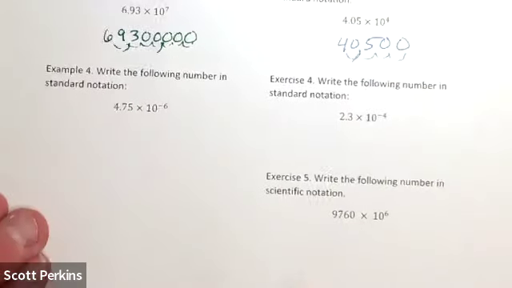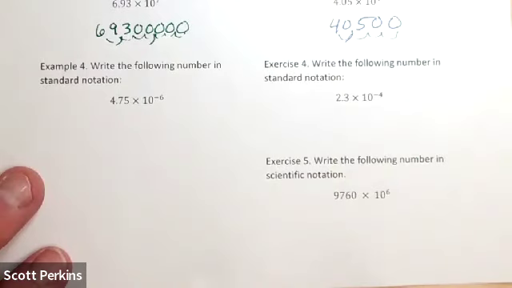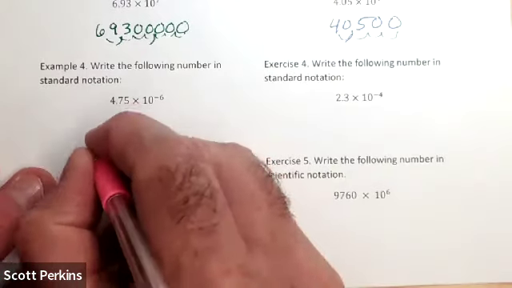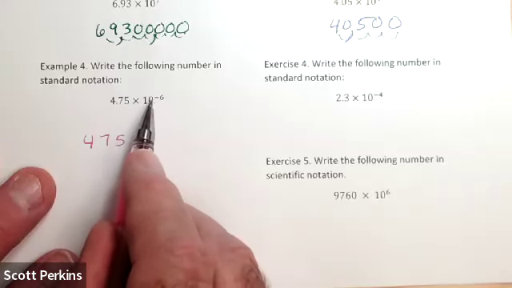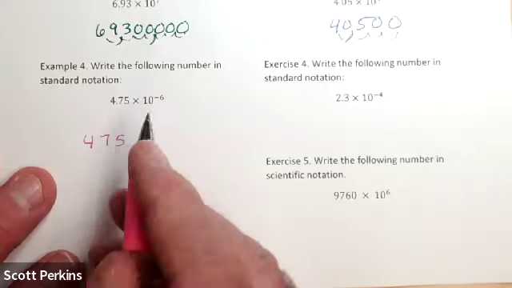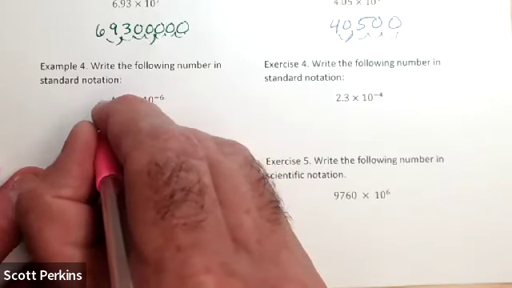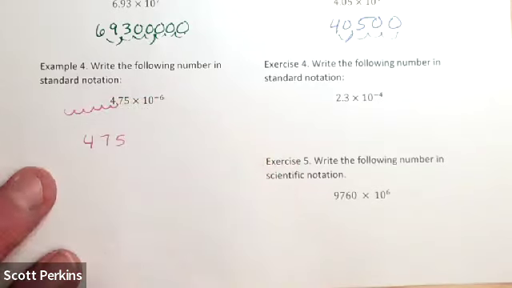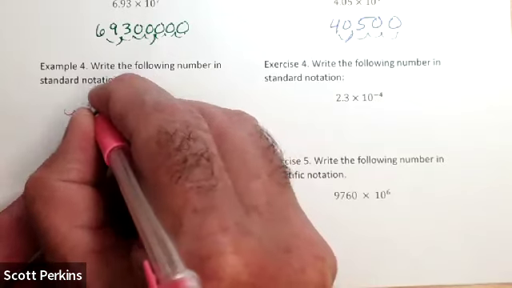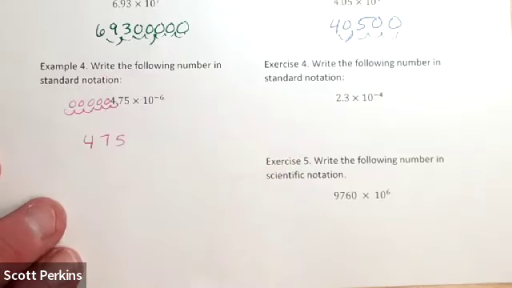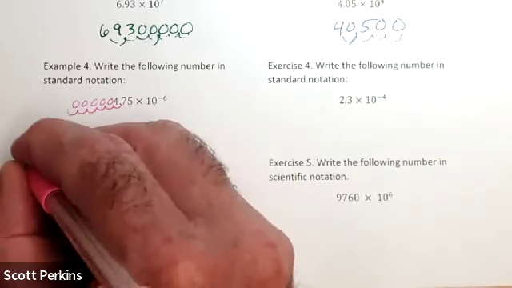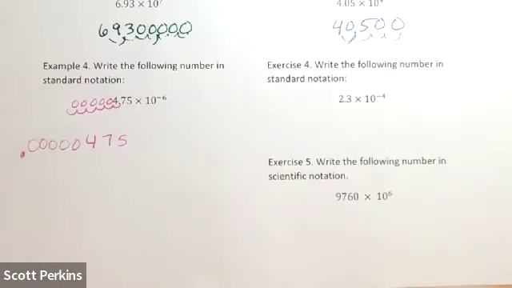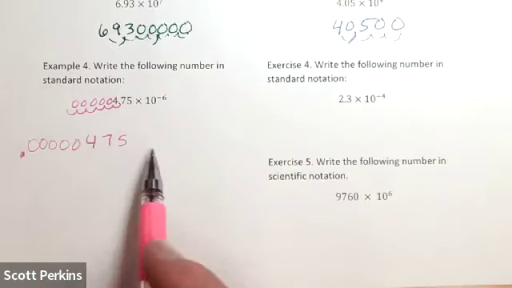Example 4. Now we're going to do the same thing with this. I've got 4.75, that's 475. Now this is 10 to the negative 6th. I want to increase this, so I'm going to move the decimal to the left. We're going to go 1, 2, 3, 4, 5, 6. That means I'm adding 1, 2, 3, 4, 5 zeros to the front of this. And so it's 0.0000475. Now we don't have any power of 10 here.